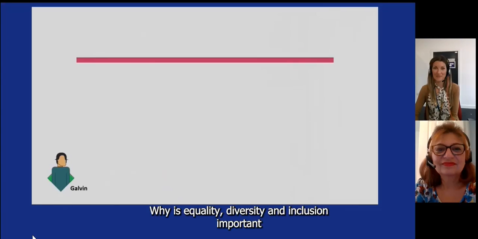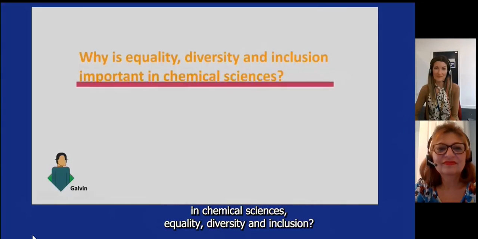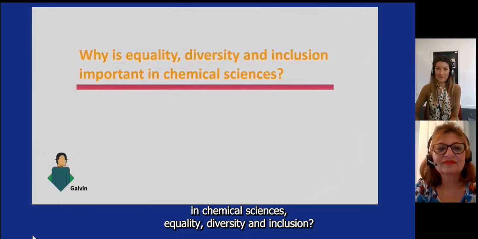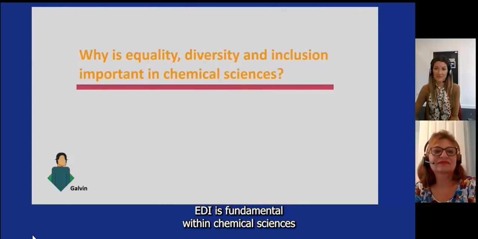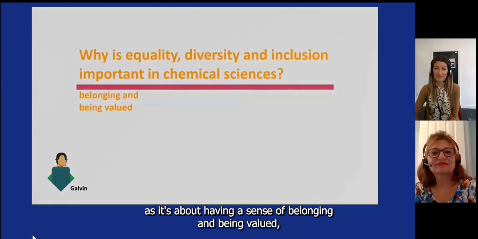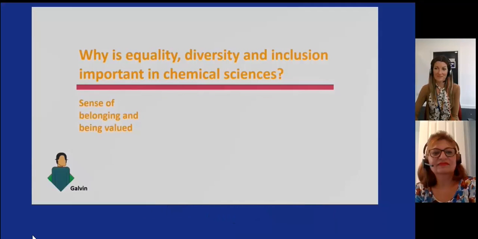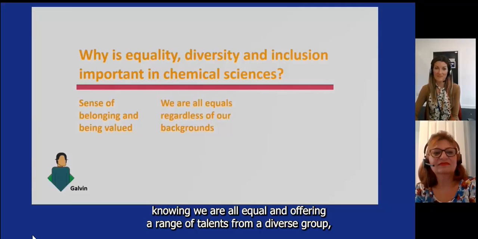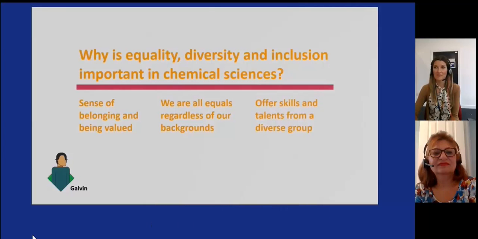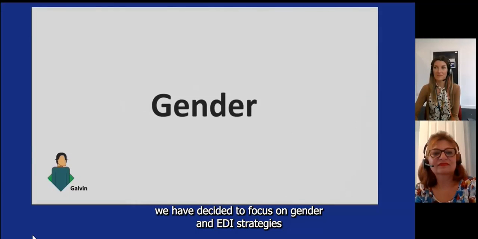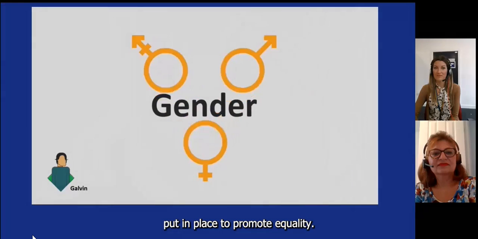Why is equality, diversity and inclusion important in chemical sciences? Equality, diversity and inclusion, EDI, is fundamental within chemical sciences as it's about having a sense of belonging and being valued, knowing we are all equal, and offering a range of talents from a diverse group. We have decided to focus on gender and EDI strategies put in place to promote equality.